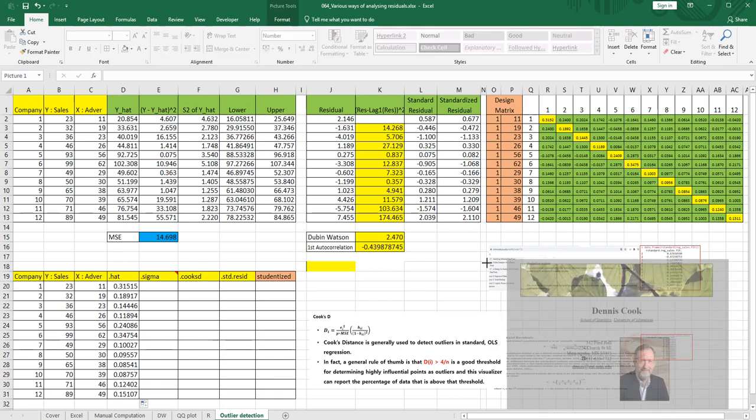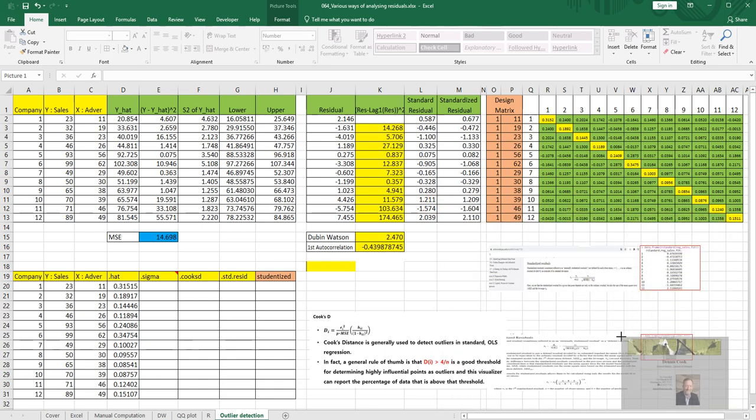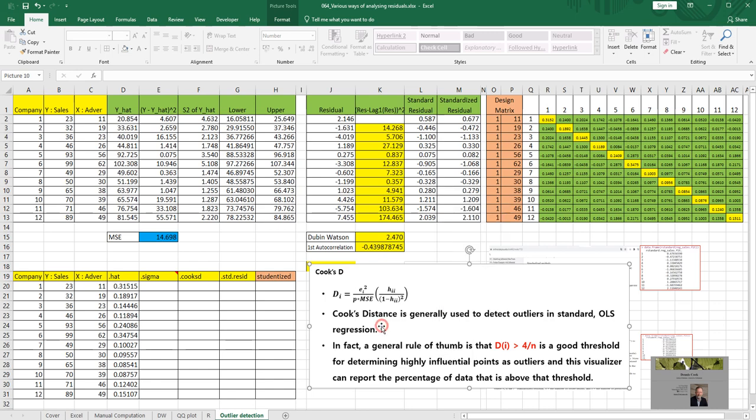So let's move on to Cook's D first. I searched on Google. I think this Dennis Cook developed Cook's D, and yeah, this is his picture. And this is the Cook's D. So we can use this formula to get Cook's D for each observation.